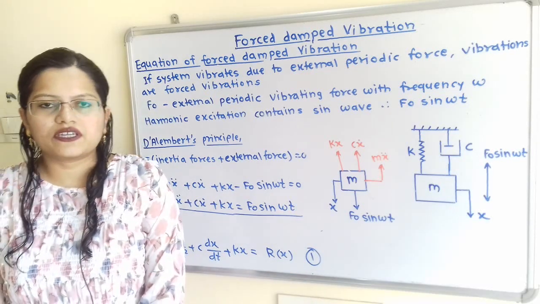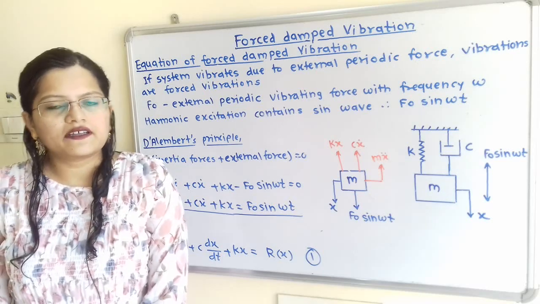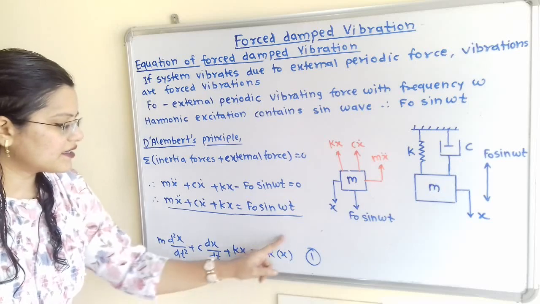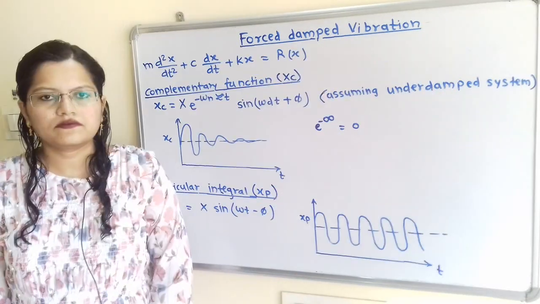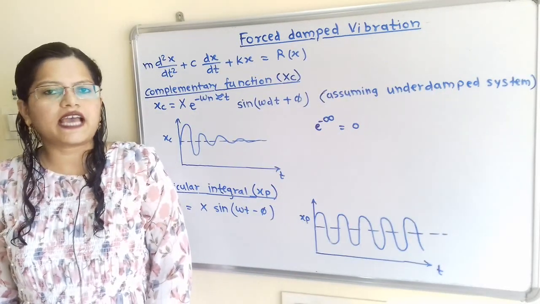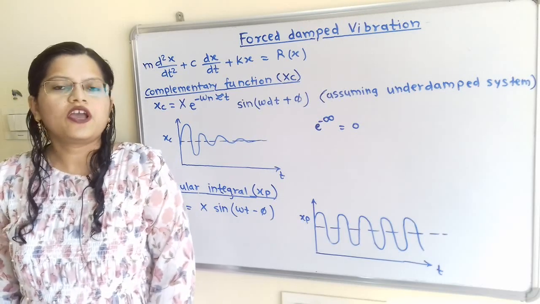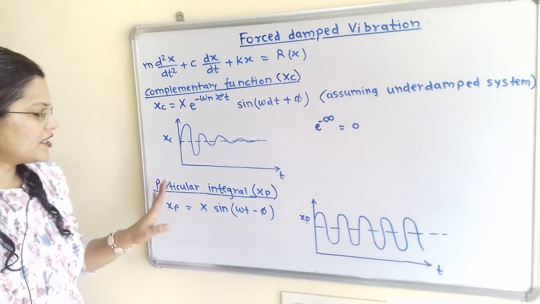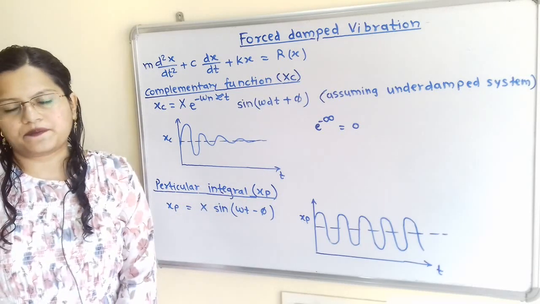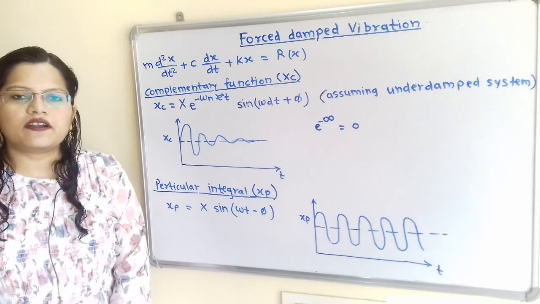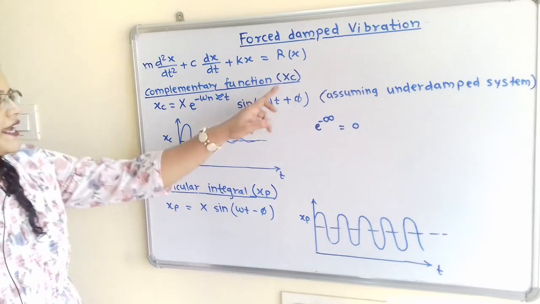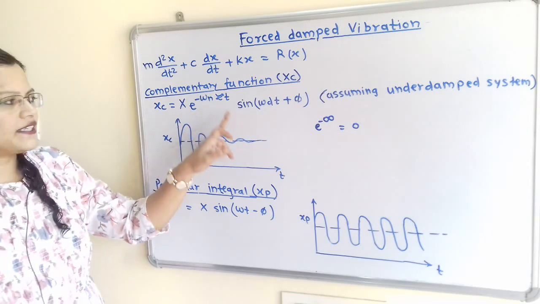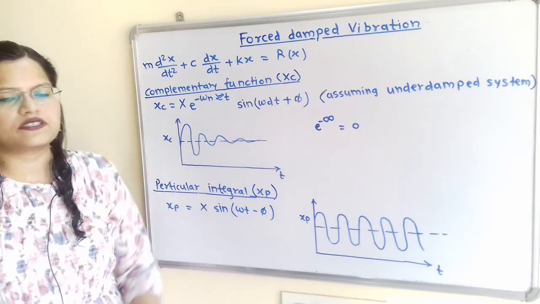Now this equation is known as a linear and non-homogeneous equation because on the right hand side there is the term Rx. This equation has two types of solution. First is the complementary function xc and second is the particular integral xp. Now we will assume an underdamped system and we will write xc is equal to capital X e raised to minus omega n zeta t sine of omega dt plus phi.